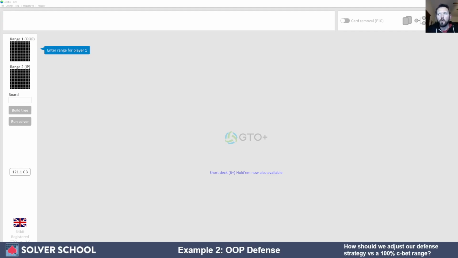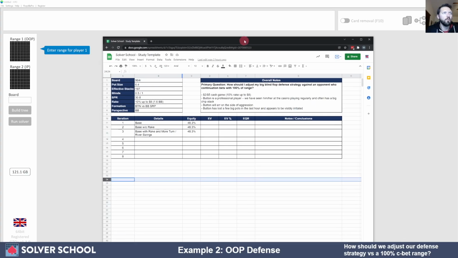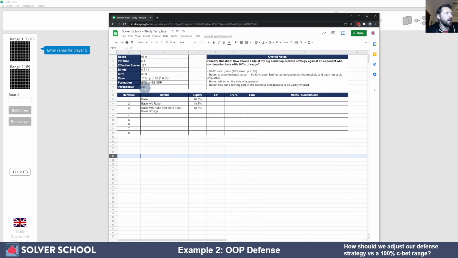For our second example, we are flipping the script a little bit and we are looking at the out of position defense perspective. So it's still our 9-6-4 board. It's still our button open versus big blind example, but now we're looking at this from the big blind's perspective. I'll bring over my study sheet here to show you what I have. Again, the example is exactly the same, but we're looking at it from the big blind's perspective. Our primary question here is, how should I be adjusting my big blind flop defense strategy against an opponent who continuation bets with 100% of range?